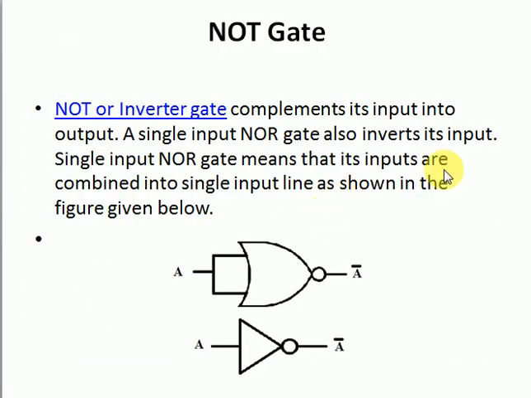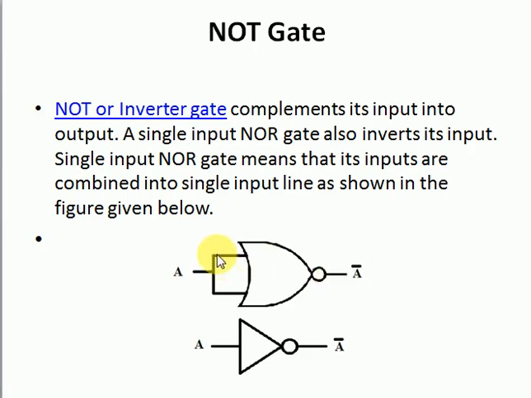The first gate is the NOT gate. Basically, the NOT or invert gate complements its input into the output. It is a single input gate. If we want to convert this gate into a NOR gate, then simply we have to apply the same input at both inputs, combined into a single input line. Then if the input is A, at the output we will get A complement. Why do we get this?